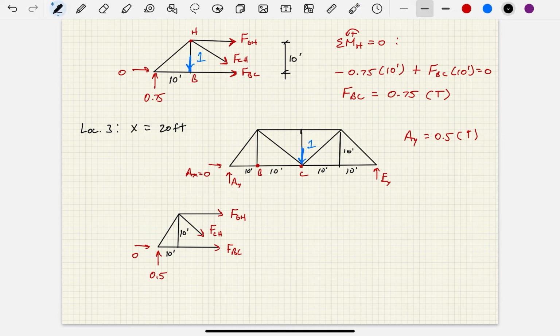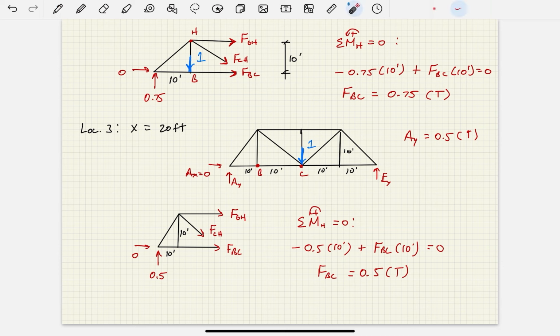Well, similar to what I did in the previous step, I'm going to say sum of the moments about H equals 0, counterclockwise positive. This time I'm going to say negative 0.5 times 10 feet plus FBC times 10 feet equals 0. FBC equals 0.5 in tension, okay? Now, remind yourself, method of sections here, okay? You're summing the moments about point H. This is point H up here, all right?